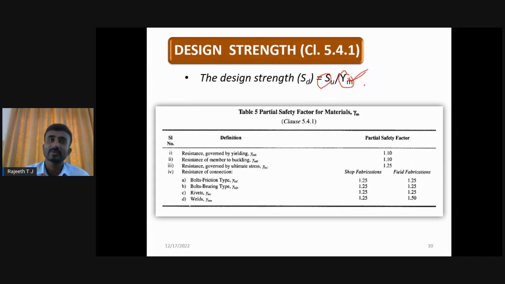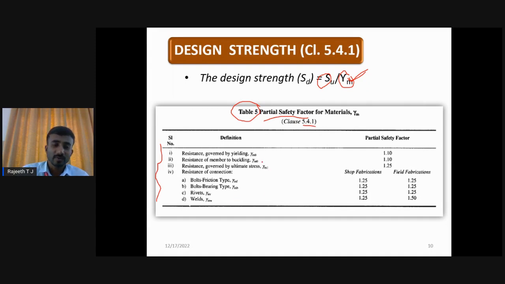Whereas in case of the previous one, the partial safety factor for loads takes care of uncertainties that occur while assessing the load combinations. Okay. So now if you go for gamma M, the partial safety factor for materials, according to clause 5.4.1 of IS 800:2007, in Table number 5 they have given different types of partial safety factors for materials.